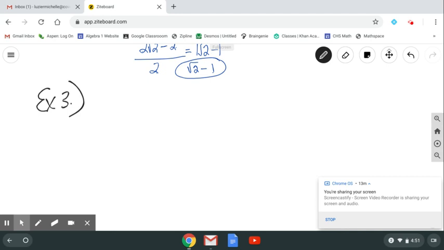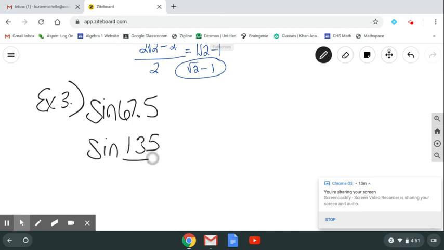This one is going to be the sine of 67.5. So we're going to find the sine of 67.5. We're going to use our half angle identity for sine. We're going to double 67.5. So 67.5 times 2 gives us 135, because 135 degrees divided by 2 is 67.5. I'm just rewriting it to get my A value.